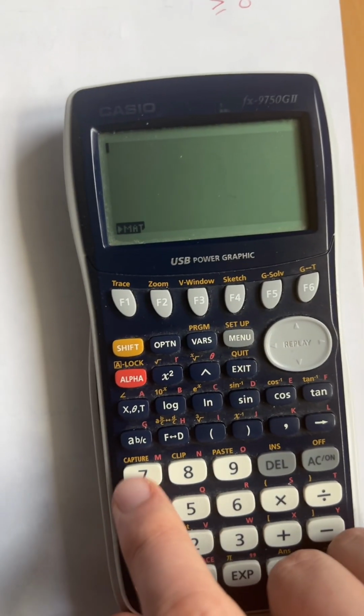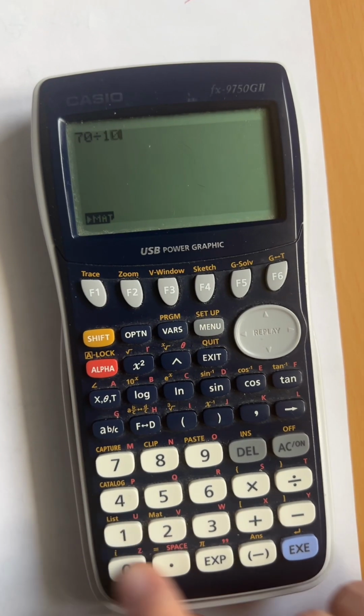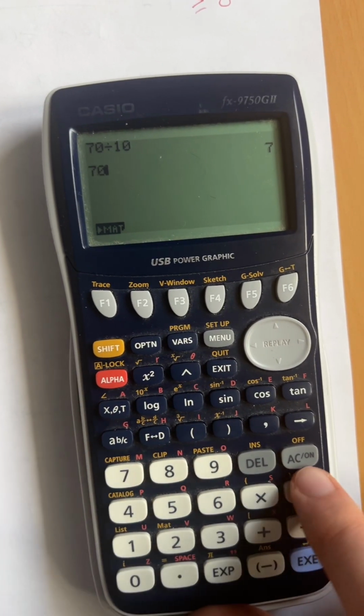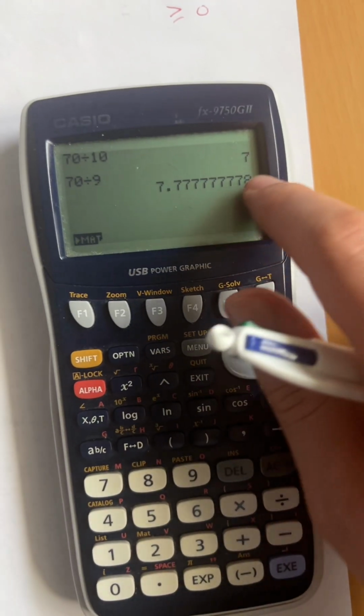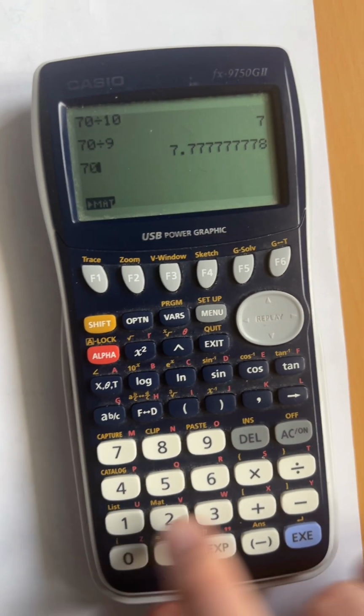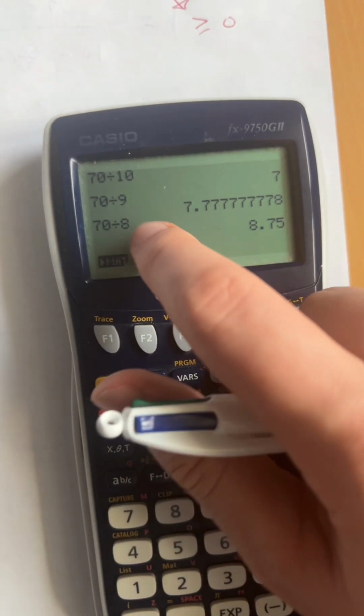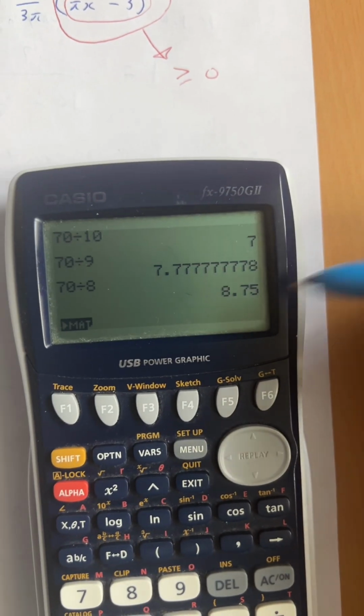Let's go to the calculator. Let's do 70 divided by 10. Now let's do 70 divided by a smaller number. Do you see how the answer is getting bigger? 70 divided by 8, it's getting bigger. So when the number on the bottom of this fraction gets smaller, the answer gets bigger.